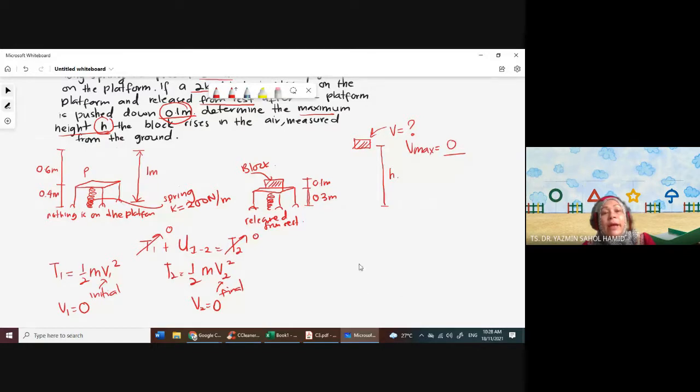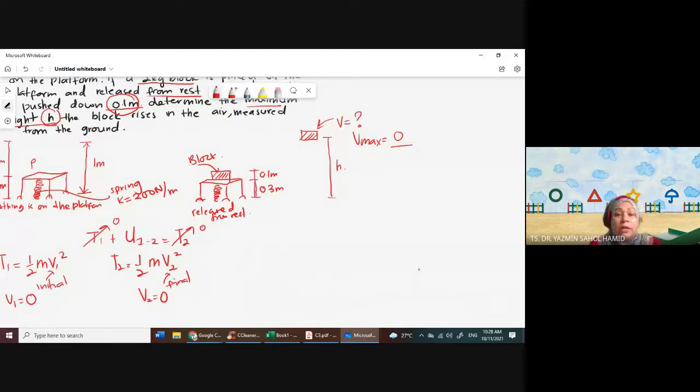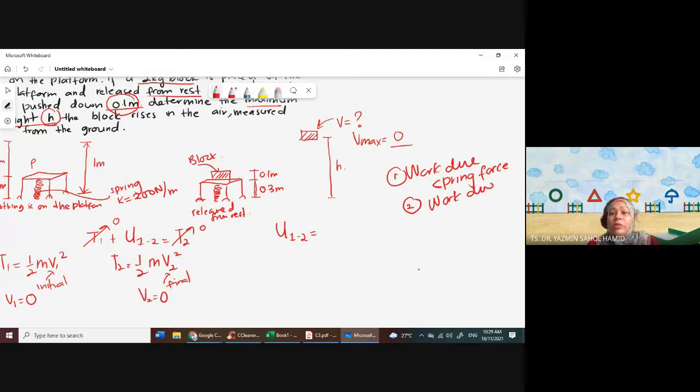So right now we have to find h using the formula work. Okay, so what is the formula work for spring? Now, before that, you have to try to look at this question. What is the kind of work that can occur in this block, in this question? Now, work due to spring force. Betul tak? Kelas? Betul. Lagi satu, ada lagi satu. Due to weight. Yes. Work due to weight.